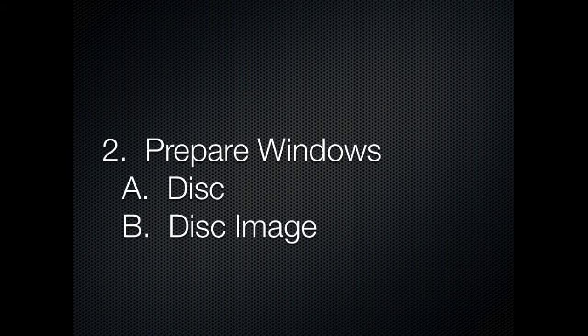The second step, prepare Windows. Now this depends on what kind of Mac you have, since some of the more recent Macs no longer have an optical disk drive, such as on the MacBook Air or the Mac Mini. If yours does have an optical disk drive, then you're pretty much good to go, and you'll just need to insert the Windows install disk and have it ready.